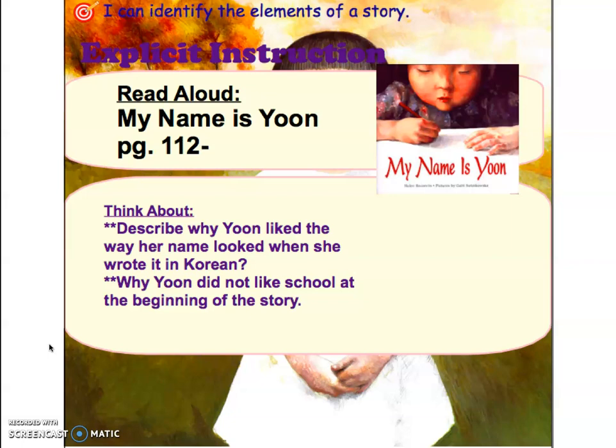So you're going to read the whole story from My Name Is Yoon. You're going to look at a few questions. The first question is, describe why Yoon liked the way her name looked when she wrote it in Korean. What do you think the answer is? Why do you think she liked her name in Korean?